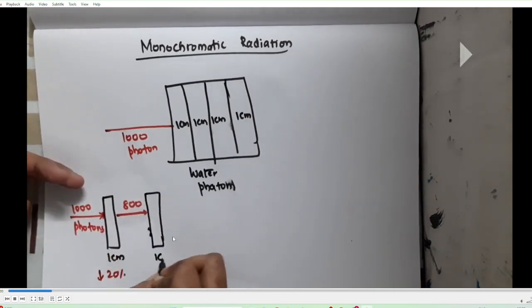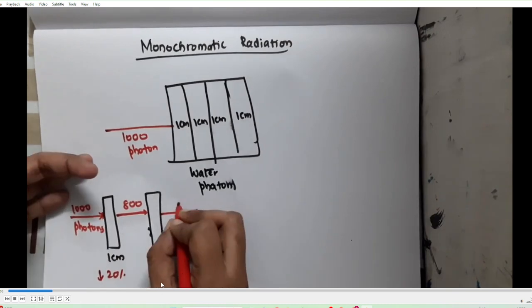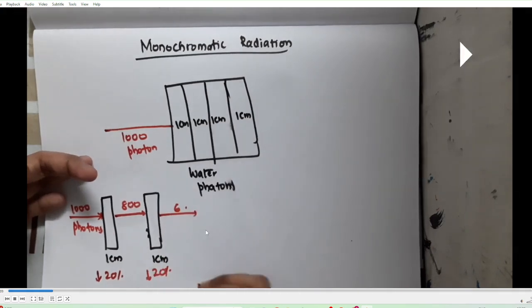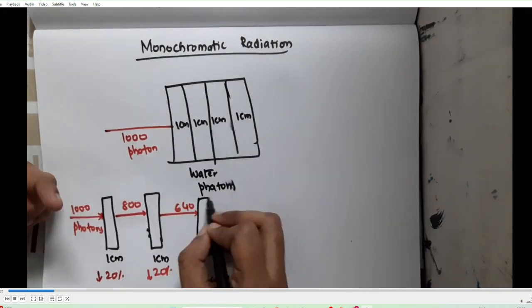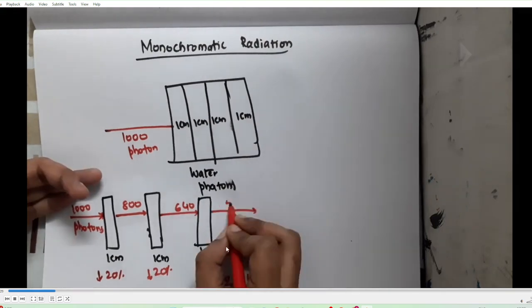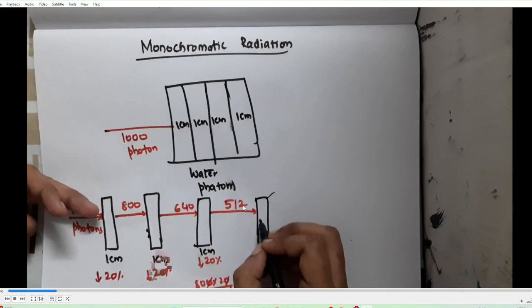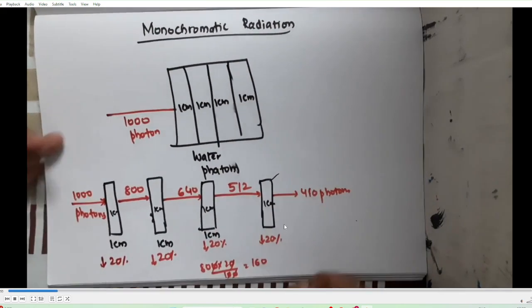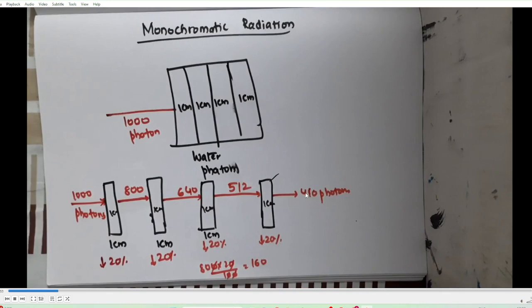of water. Then after the second centimeter of water, the attenuation is again 20%. So of the 800, 80% will transmit. So it is around 640 photons, which is 20% less than the first centimeter. Now, as the X-rays pass through the third centimeter, 512 photons will pass, and finally after the fourth centimeter, around 410 photons are transmitted through the water phantom. So with each succeeding centimeter of water, 20% of photons are removed from the beam.